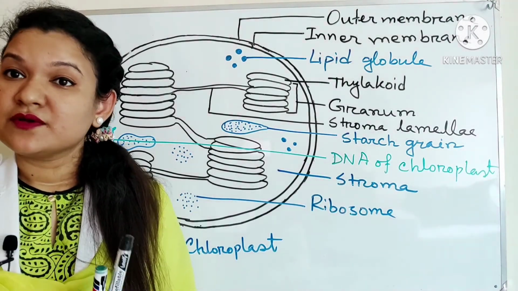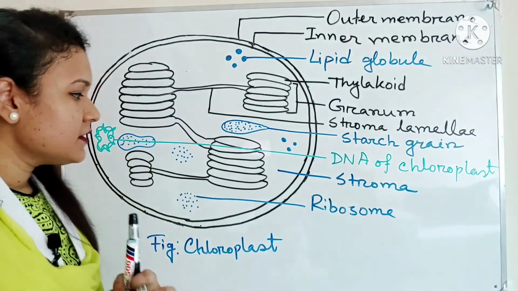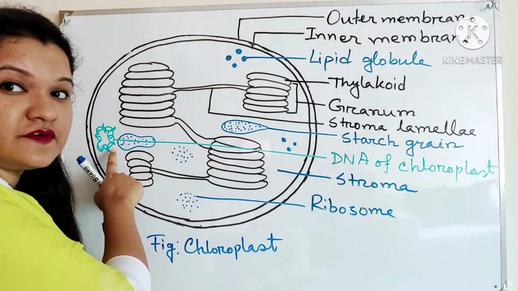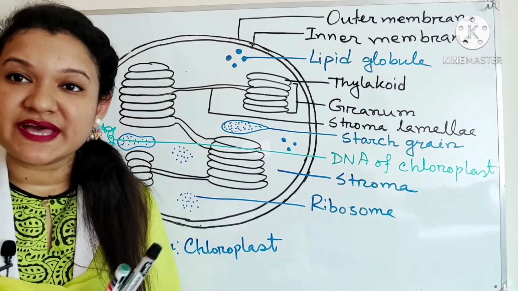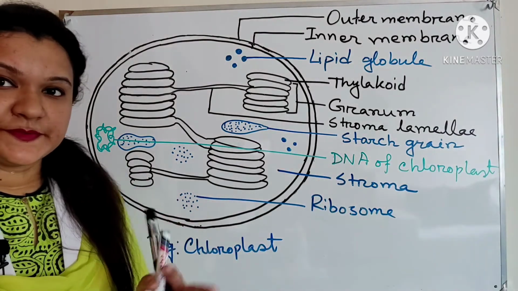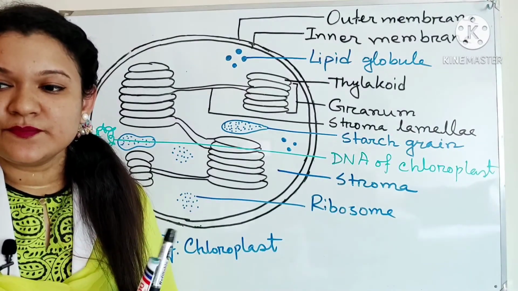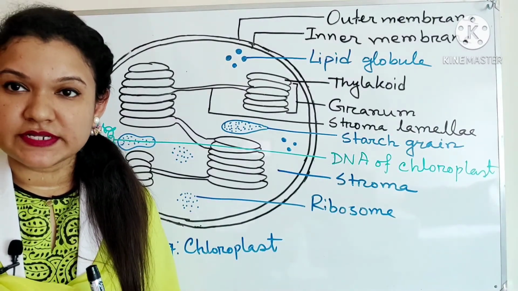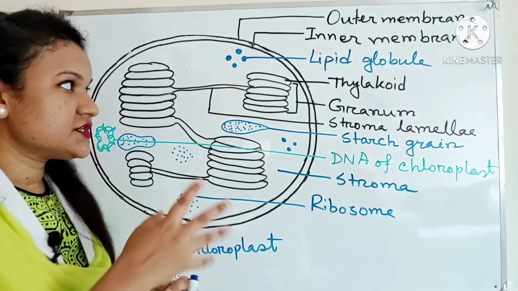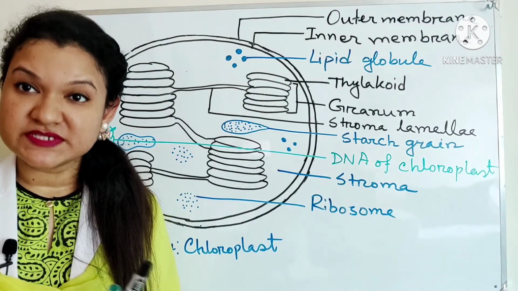So that's why chloroplast is called a semi-autonomous organelle. Because of why? Because with the help of ribosome and with the help of circular DNA, chloroplast can reproduce. That's why chloroplast is called a semi-autonomous organelle. I hope you can understand the structure of chloroplast and why chloroplast is called a semi-autonomous organelle.